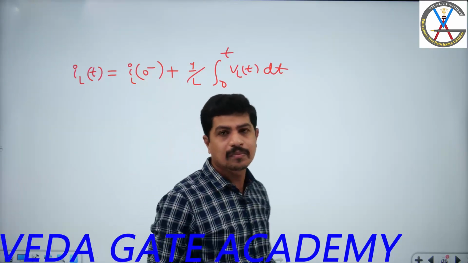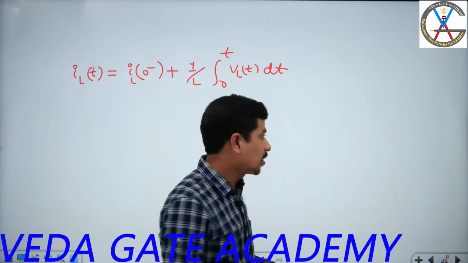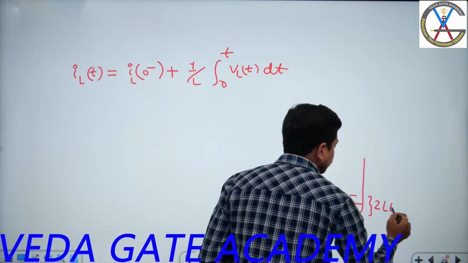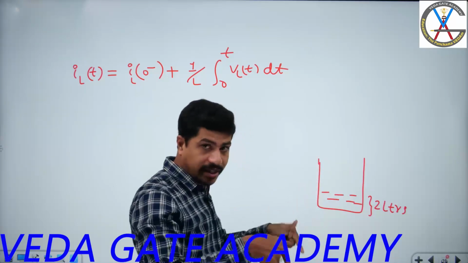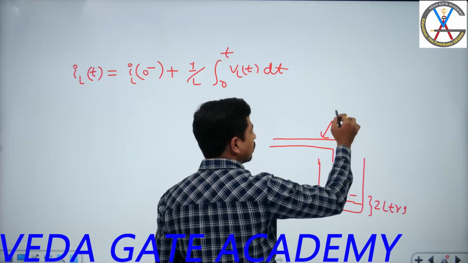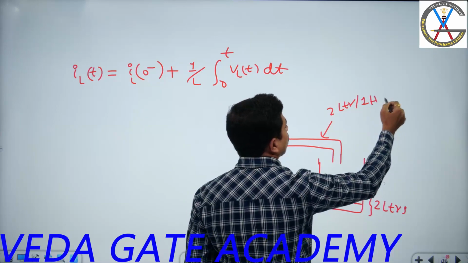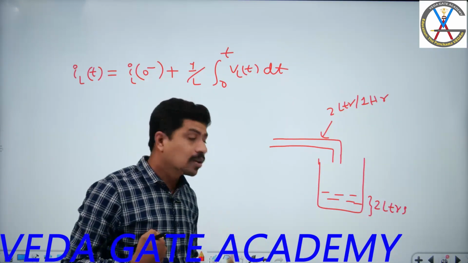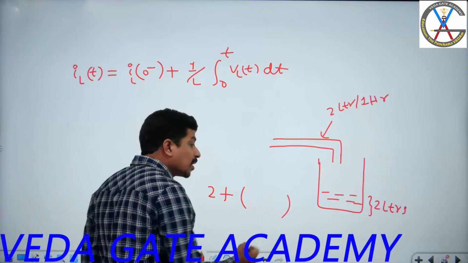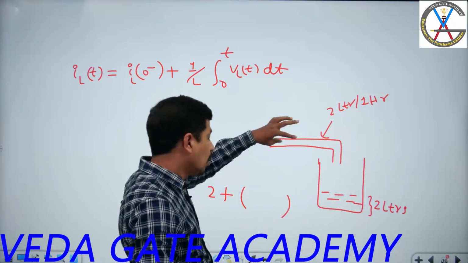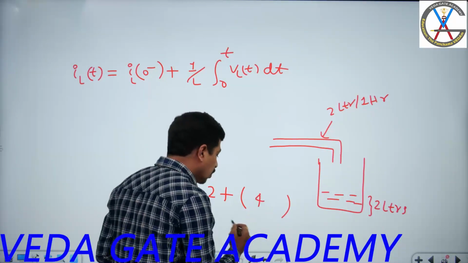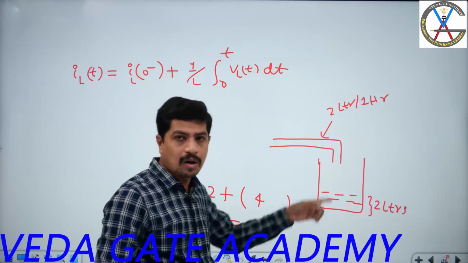Simply, you have a bucket. In that, 2 liters of water is already present. Now at t is equal to 0, we are keeping this bucket under a tap, which is giving 2 liters for 1 hour. If I ask you what is the total water content in this bucket after 2 hours: initial water is 2 liters, and for 1 hour the tap gives 2 liters, so after 2 hours it gives 4 liters. Total is 6 liters. The total water in this bucket is 6 liters.